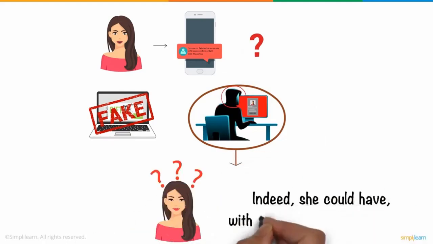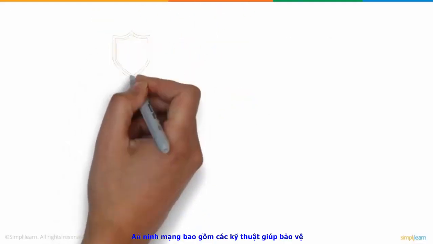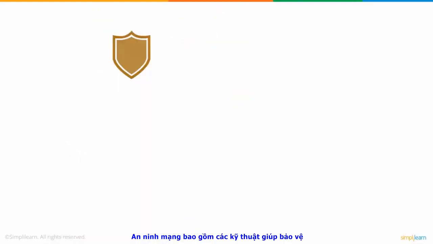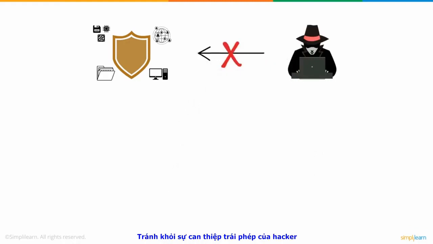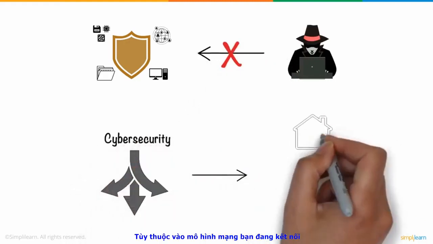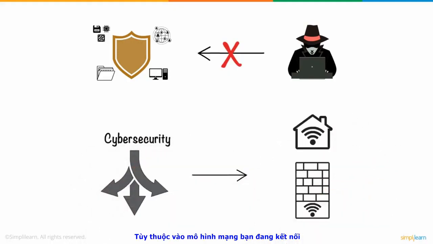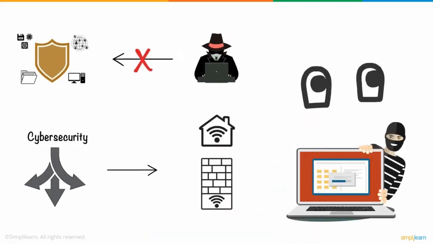Indeed, she could have, with the help of cybersecurity. Cybersecurity involves techniques that help in securing various digital components, networks, data, and computer systems from unauthorized digital access. There are multiple ways to implement cybersecurity, depending on the kind of network you are connected to and the type of cyber attacks you are prone to. So, let's take a look at the various cyber attacks that Anne could have been exposed to.